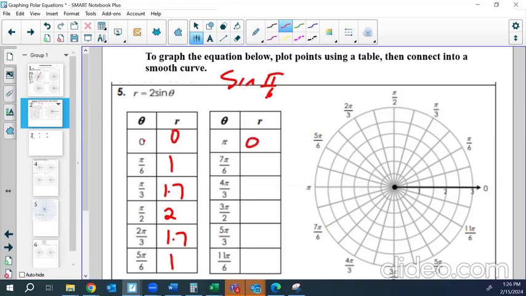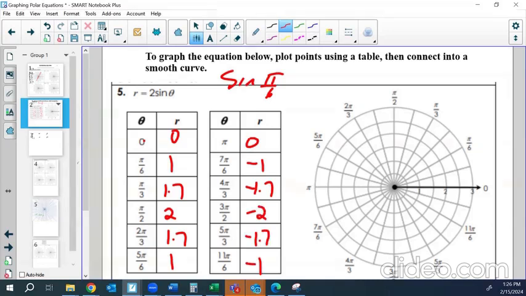7 pi over 6 now. I'm now in the third quadrant. So sine is going to be negative here. So sine of 7 pi over 6 is going to be negative 1/2 times 2, which is negative 1. Sine of 4 pi over 3 is negative 1.7. This is going to be negative 2. This is going to be negative 1.7 and negative 1. Okay. Everybody good so far?